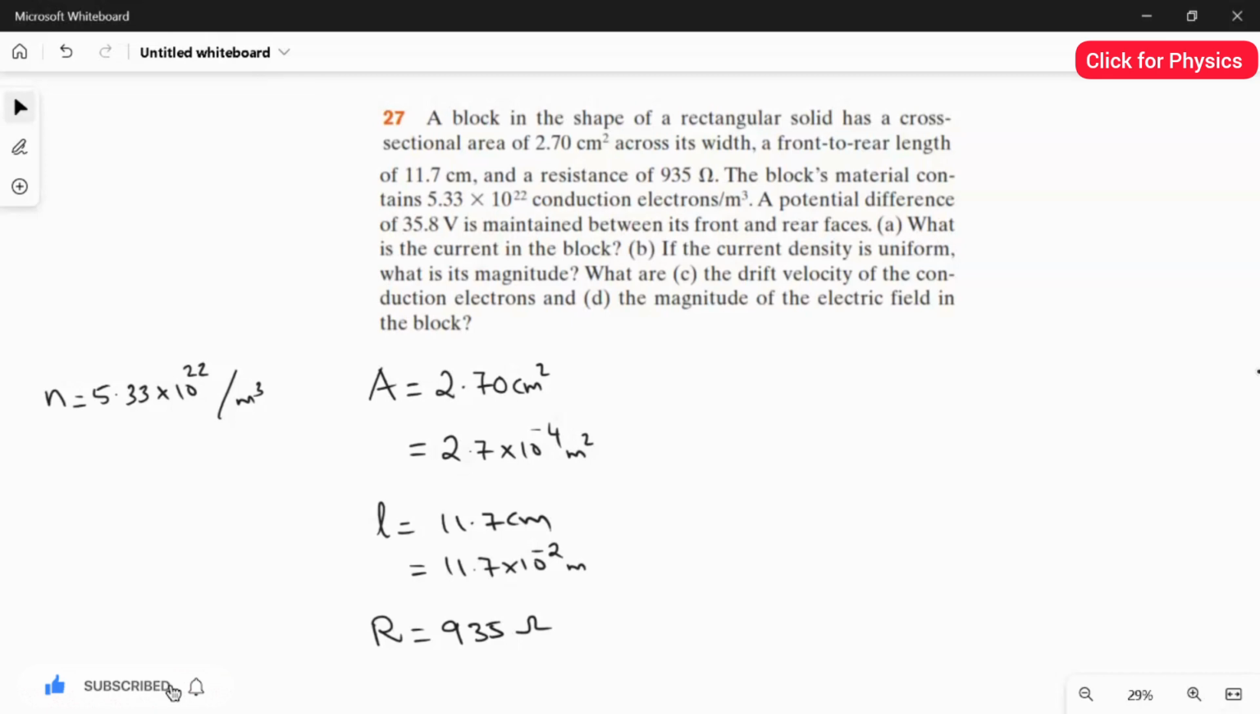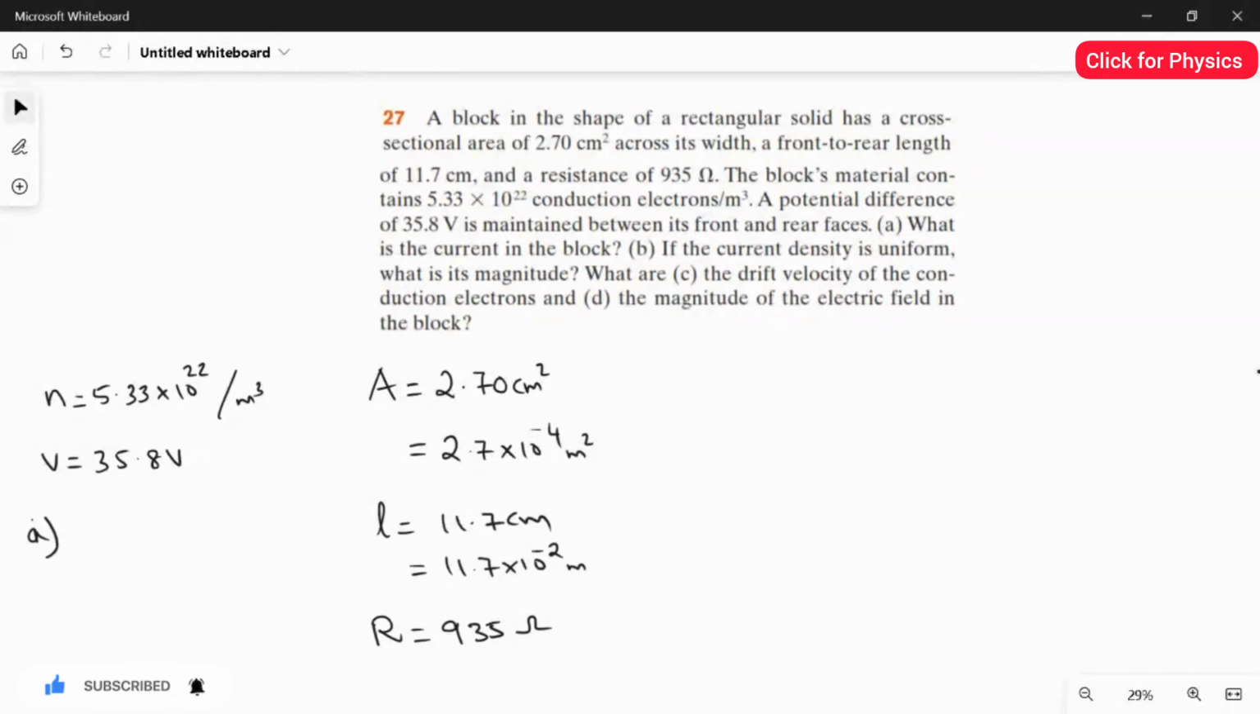And you set the potential from the front side to the back side of this solid block, the rectangular solid block. How much potential you are giving? We are just giving the potential of 35.8 volt. By using all this information, we are going to find the answer in the first part.